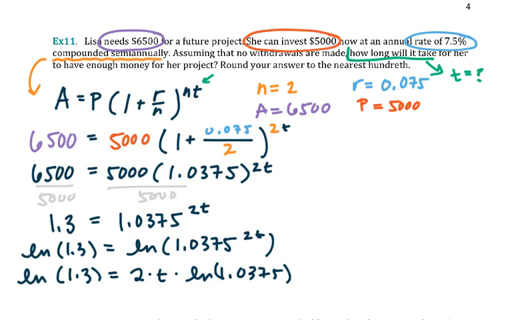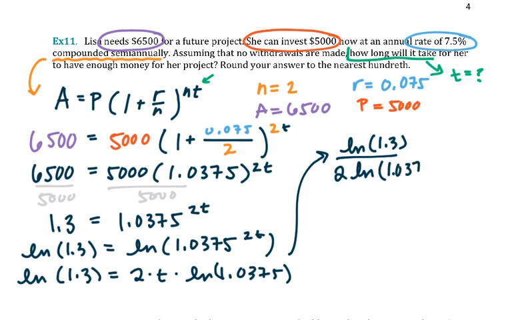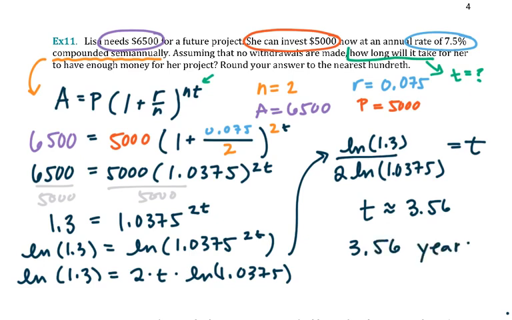And then my last step solving for this, I can divide on both sides. The natural log of 1.3 divided by both the 2 and the natural log of 1.0375 equals my t value. Plugging this into my calculator, I get that t is approximately 3.56. My unit is years, and we know it is years because the interest rate says that it's annually. Okay?